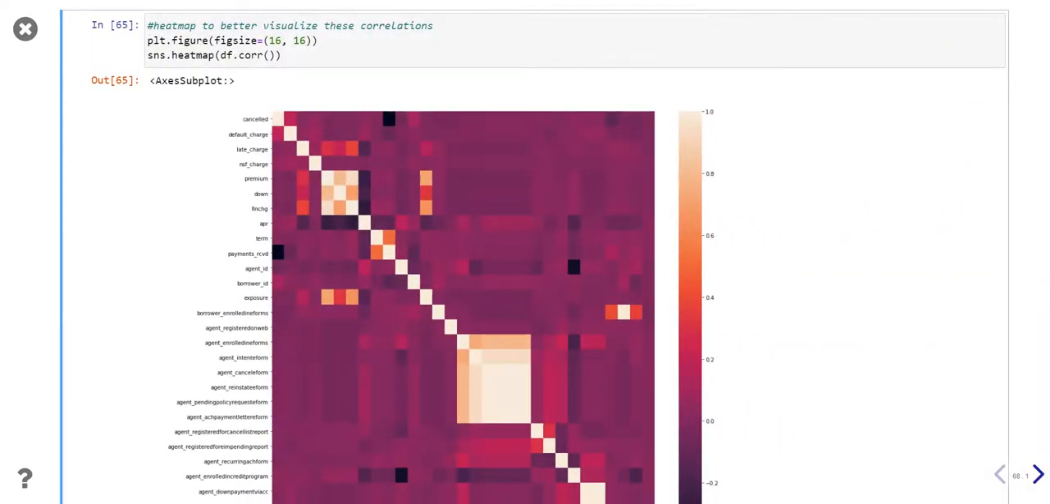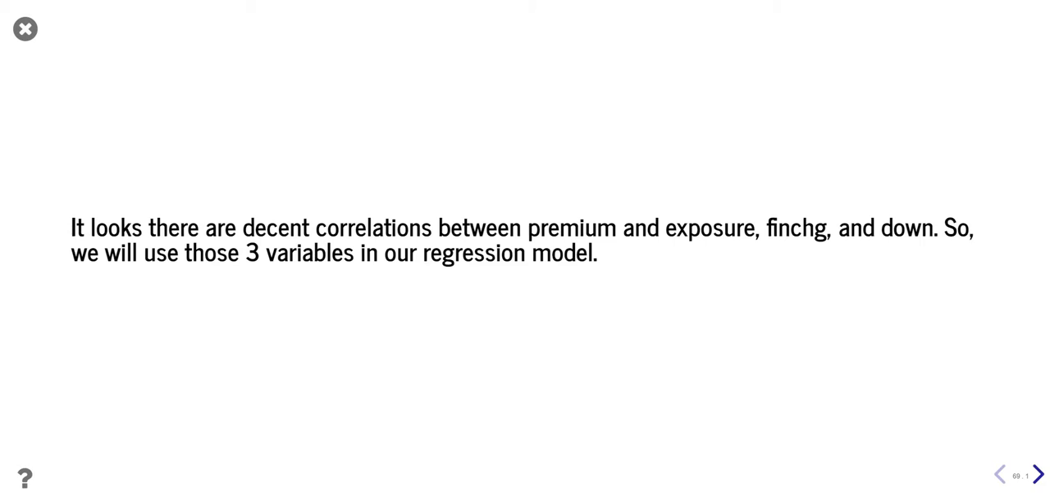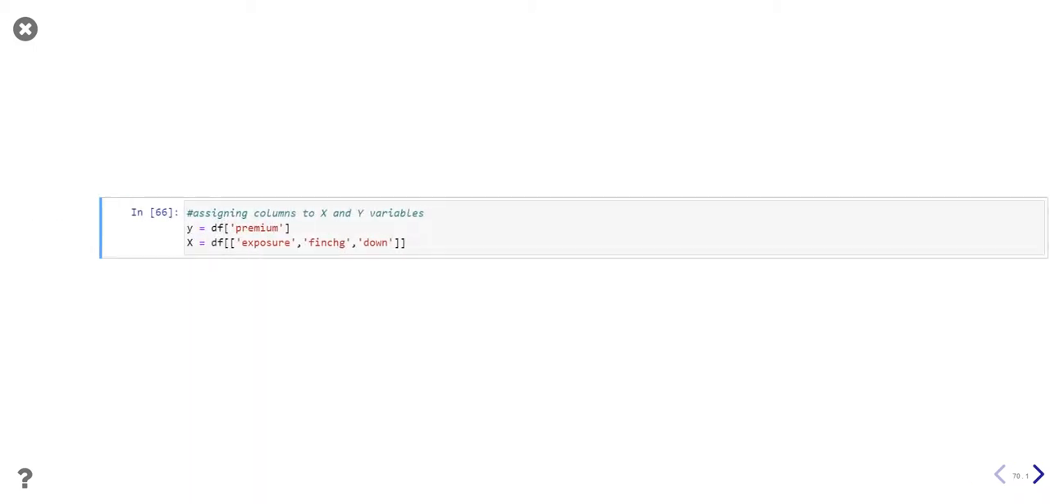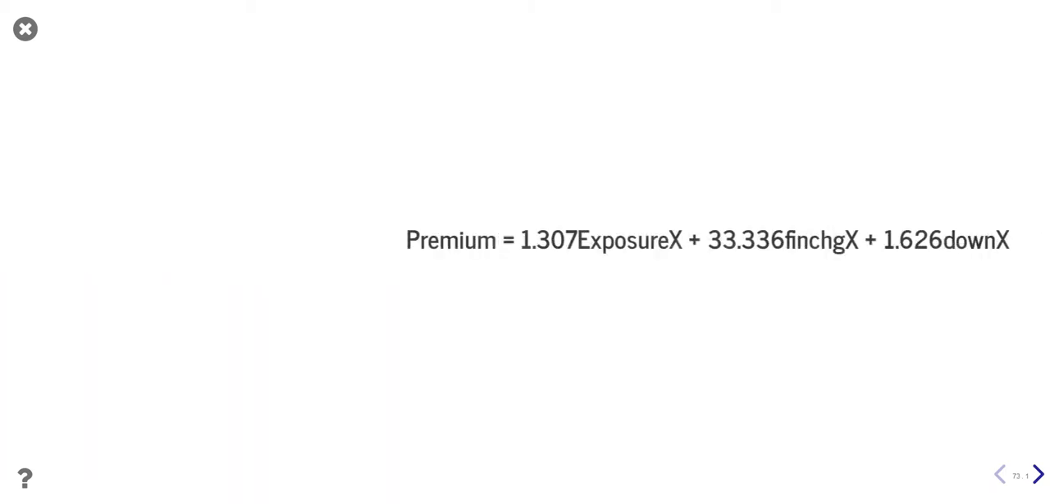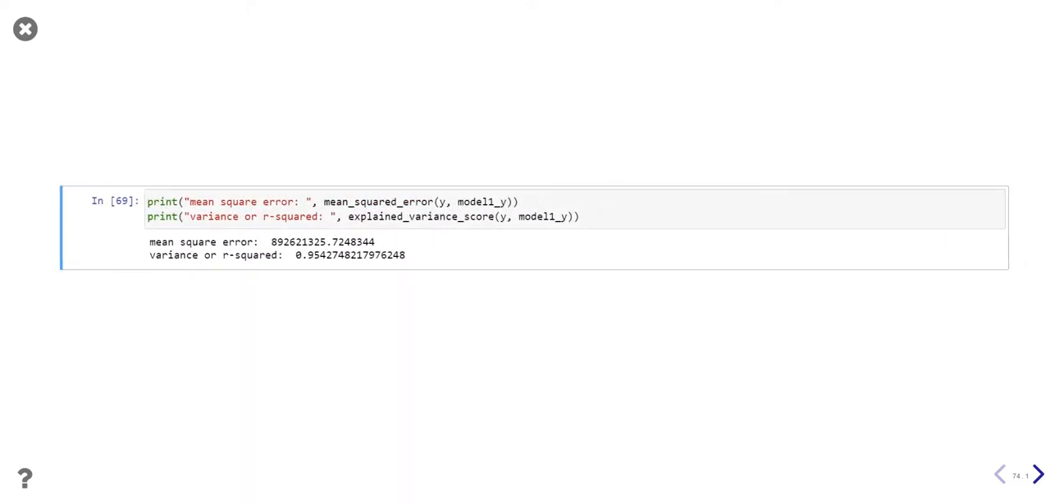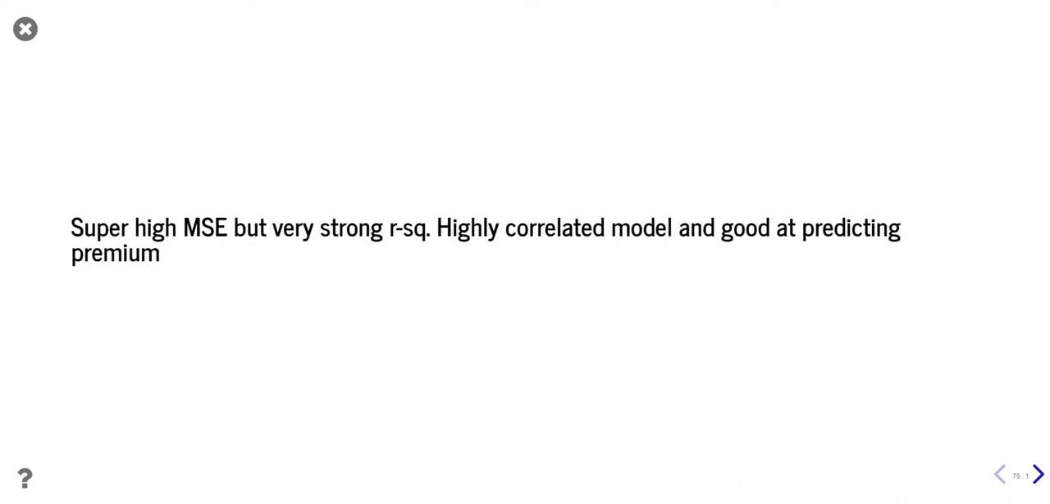Regression, we were able to do another heat map just so I can get a refresher on some of the correlations and identify, because this was regression with premiums and we wanted to look at exposure, fin change, and down payment. So we'll use the 3 variables in our regression model, and once again we assigned it, we tested it, we got our coefficients, and this was something that kind of came out of it. We can see there's a huge importance on fin change, which is I believe something with interest. But there's a lot going on here with this equation, and once we tested that model, we saw that the R squared was 95.4. So very, very valid model.